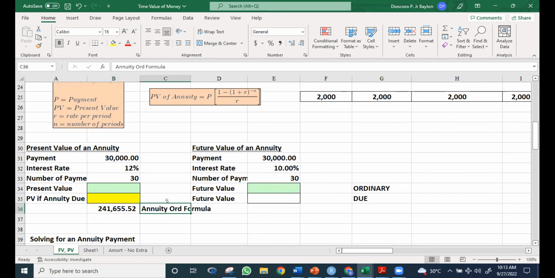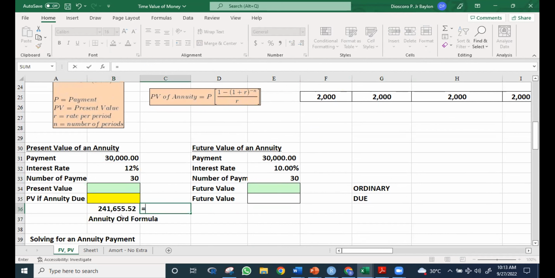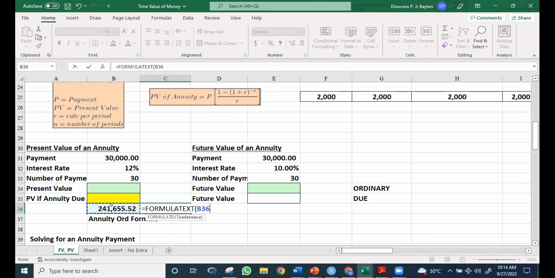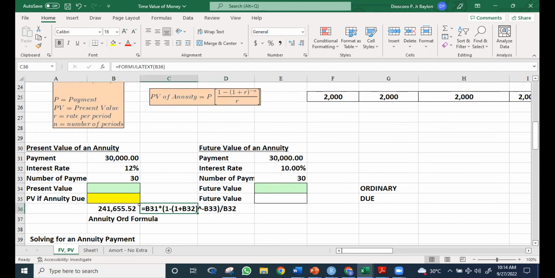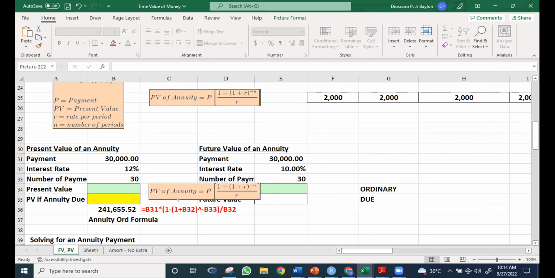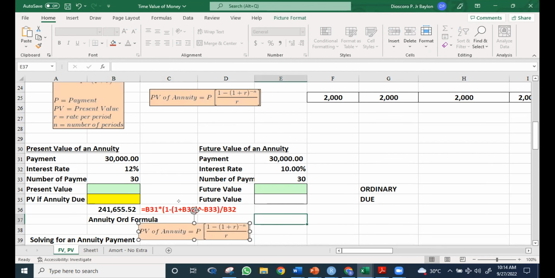Okay, and formula text, just to show you. So this is the formula, using this. Now we can use the Excel function.